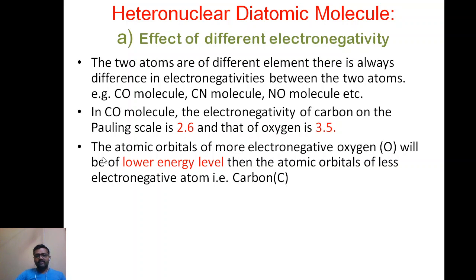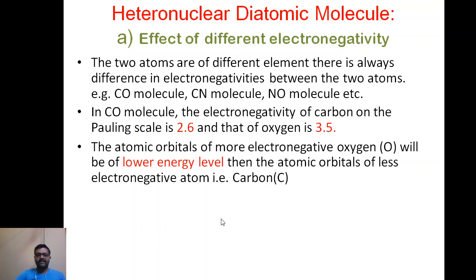I have to mention here that the atomic orbital of the more electronegative oxygen will be at a lower energy level than the atomic orbital of the less electronegative carbon atom. Electronegativity high, it will be present at the lower energy level. Electronegativity comparatively low for the other atom, it is present at the higher energy level.